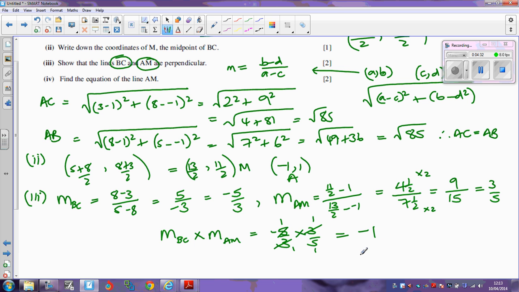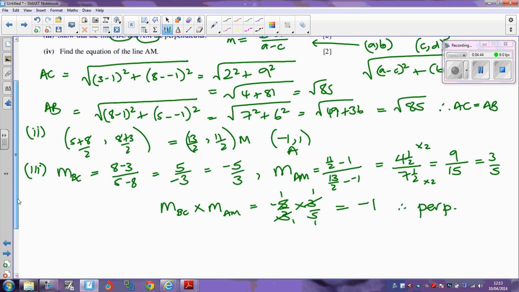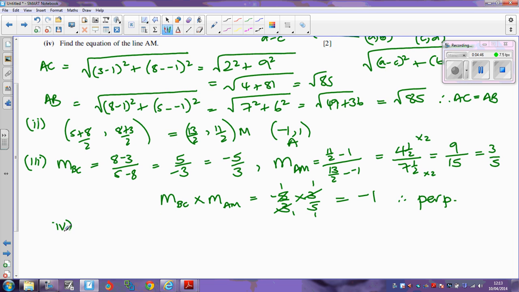The product of the gradients is minus 1, and we know that if the product of the gradients of 2 lines is minus 1, then the 2 lines are perpendicular. Right, part 4 says, what is the equation of the line AM? Well, we know the gradient of AM, we've just found that. The gradient of AM is 3/5.